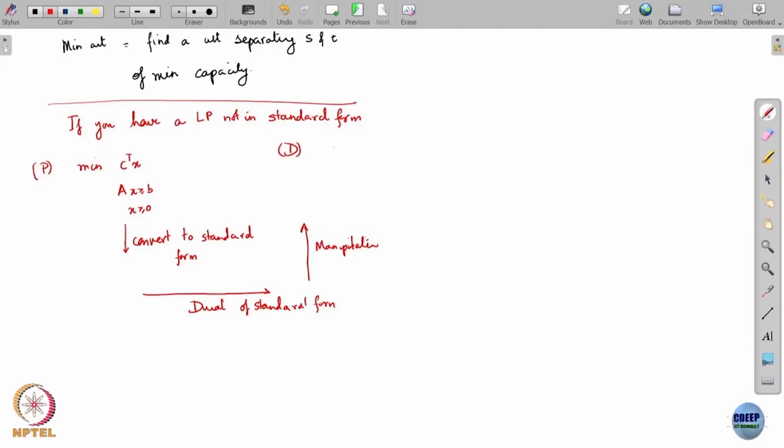Now, what is the dual of this one? It turns out it is maximizing B transpose Y, subject to A transpose Y less than or equal to C, and Y greater than or equal to 0. This is the form of the dual of this particular LP. As I said, you can consider many other different linear programs and find their duals by converting them to standard form and then doing manipulations and so on.